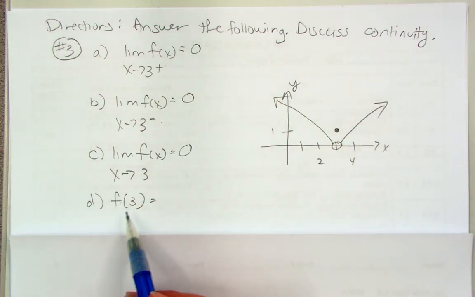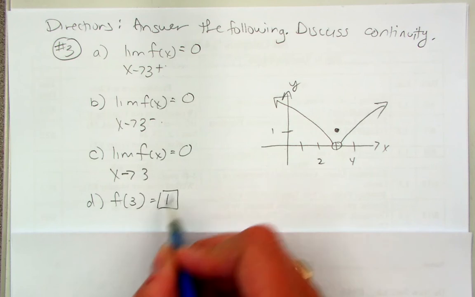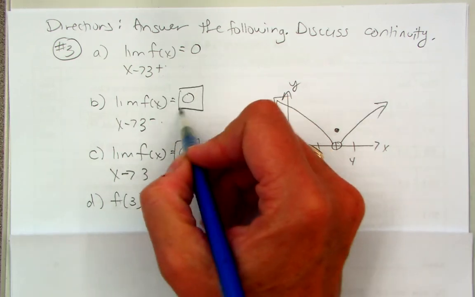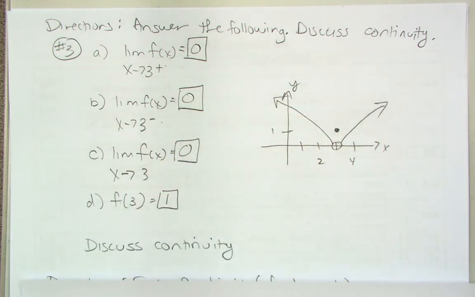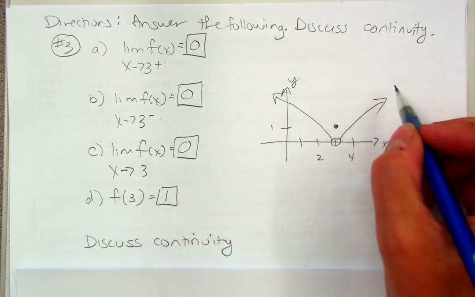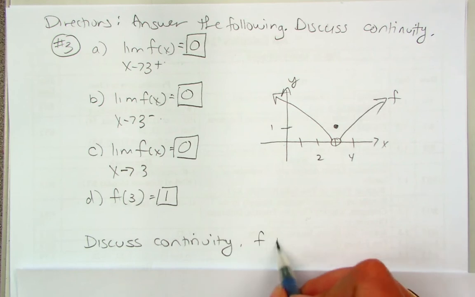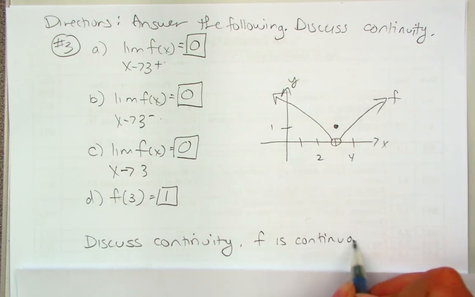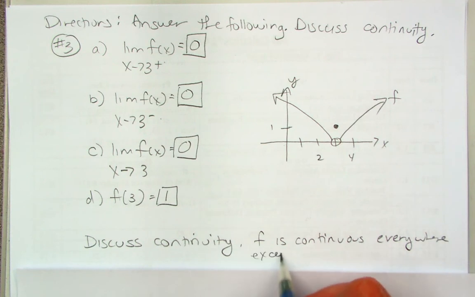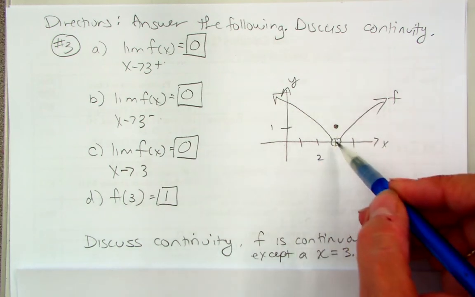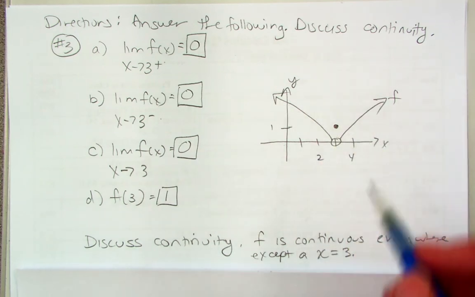Now let's just evaluate f of 3. It happens to be 1. So right now I am not doing continuity yet. I'm doing some review before we actually do continuity. That's what I'm doing on answering this following. But now it wants me to discuss continuity. What can I say about this f function? F is continuous everywhere except at x equals 3. That's the only place it's not continuous, or in other words, discontinuous.